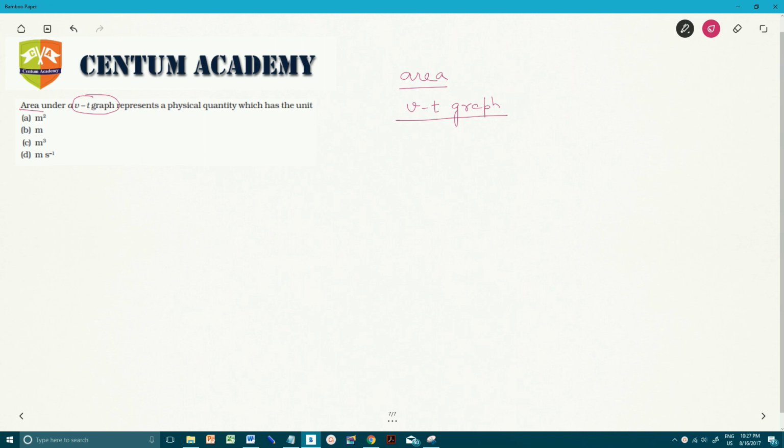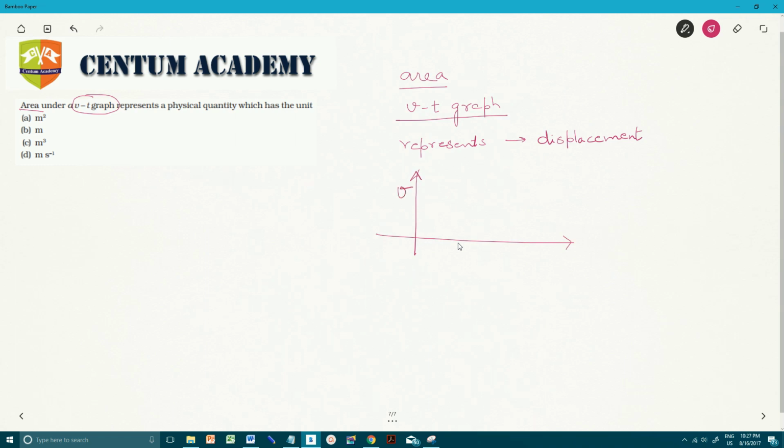We know that the area under a VT graph represents displacement. So if we have to find out the displacement of a body whose VT graph is given, we just need to find out the area under the VT graph. What do we mean by finding out the area of the VT graph?